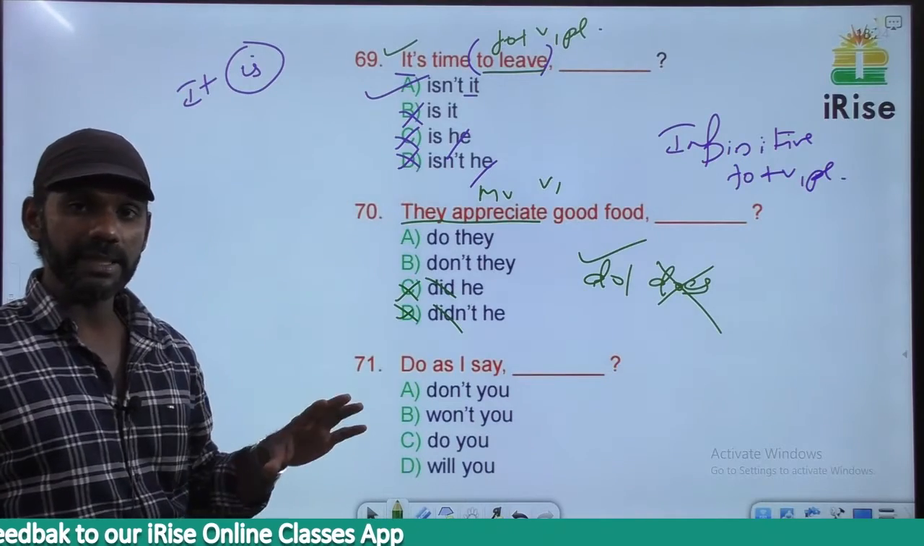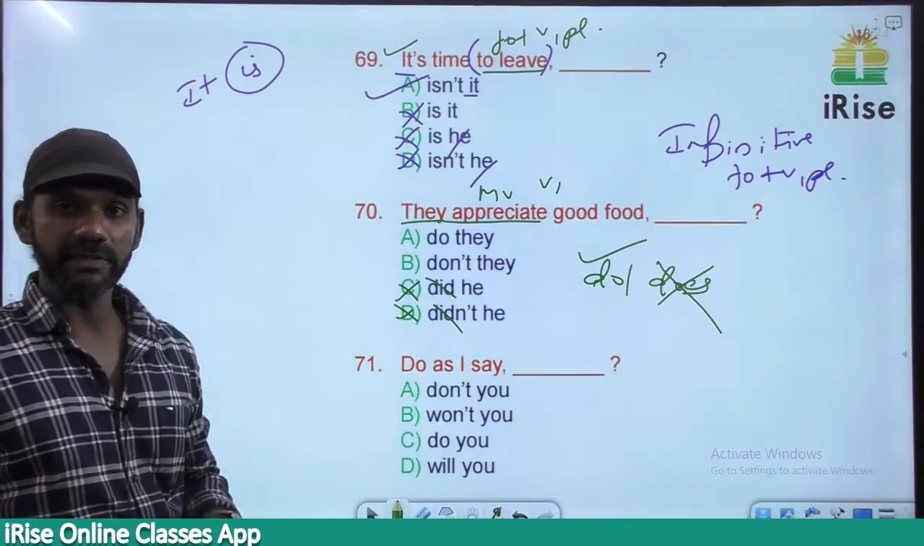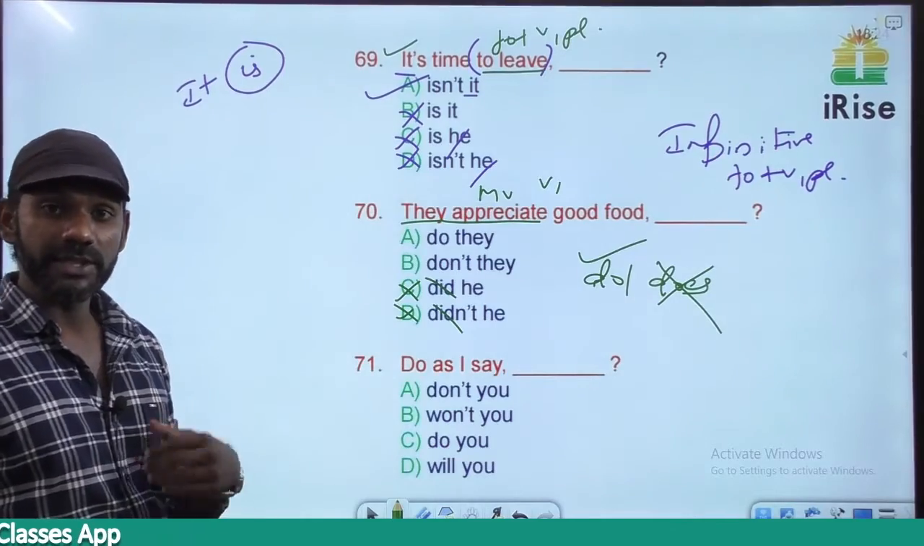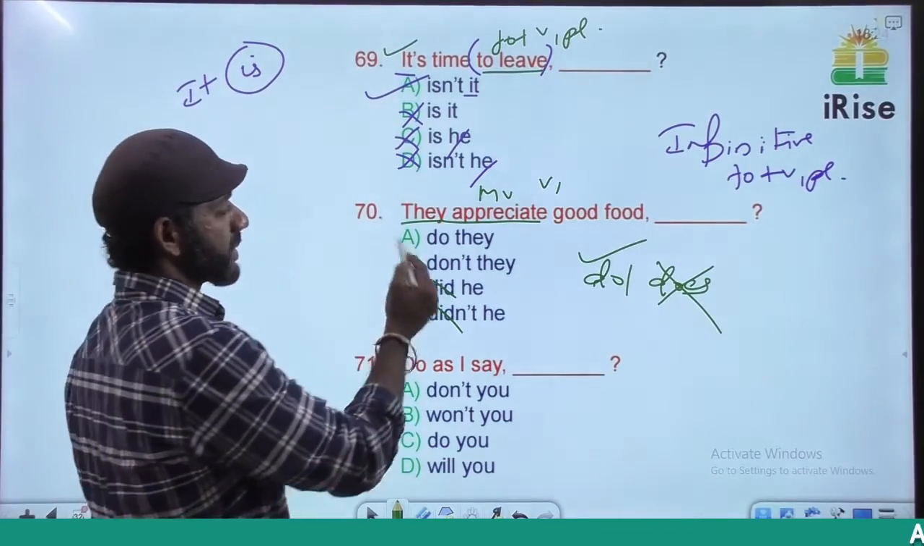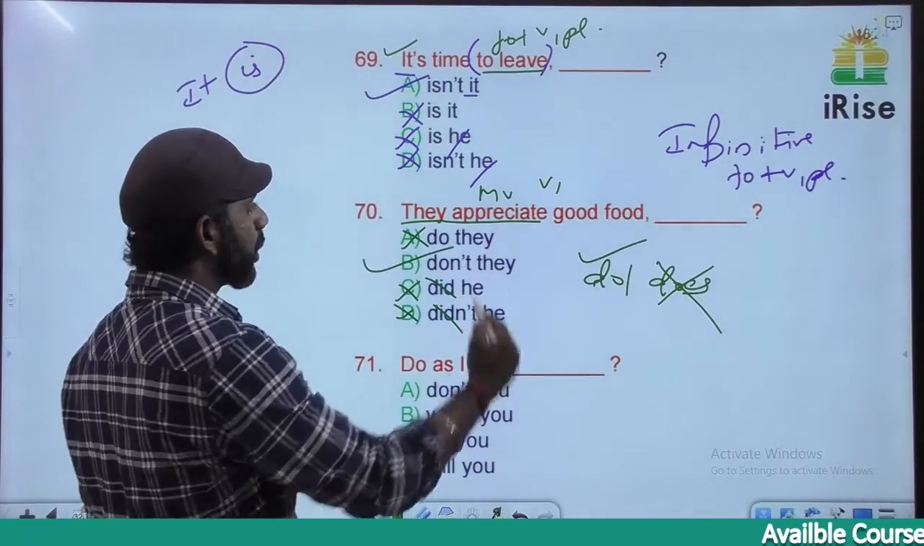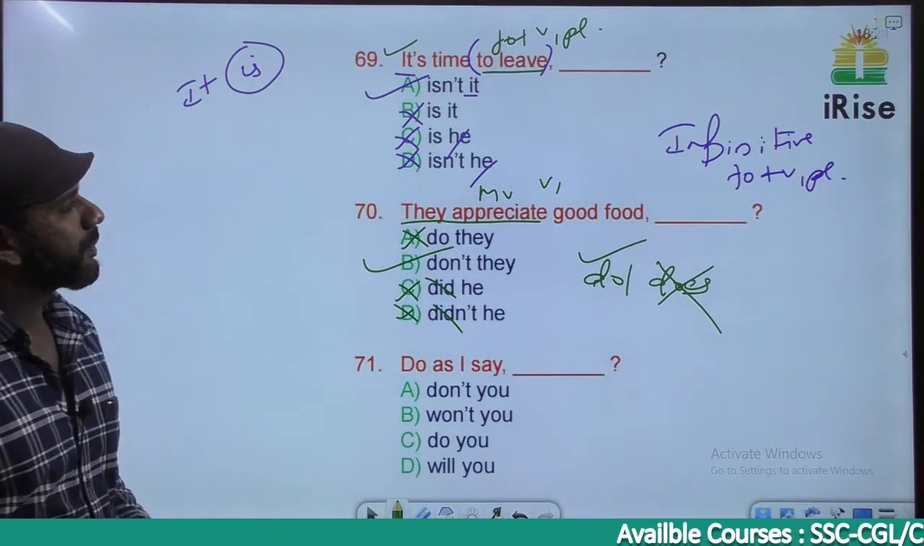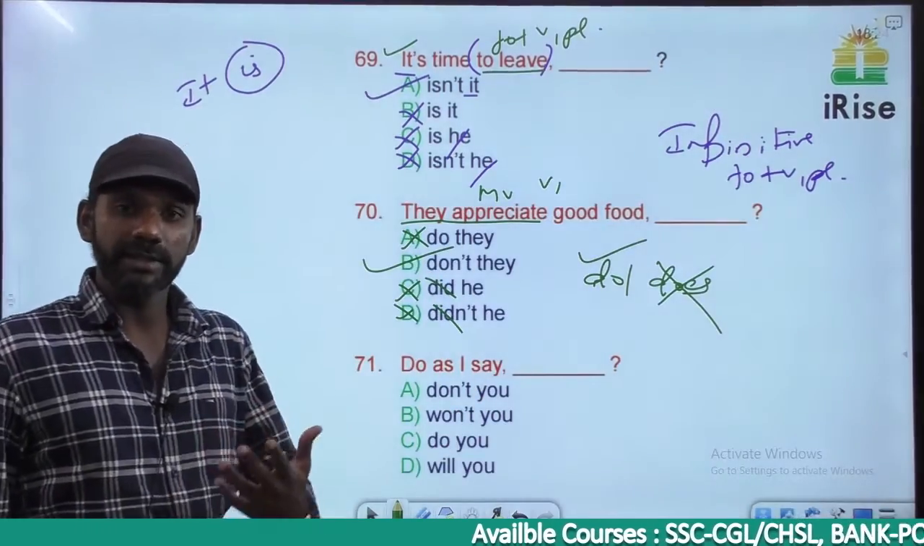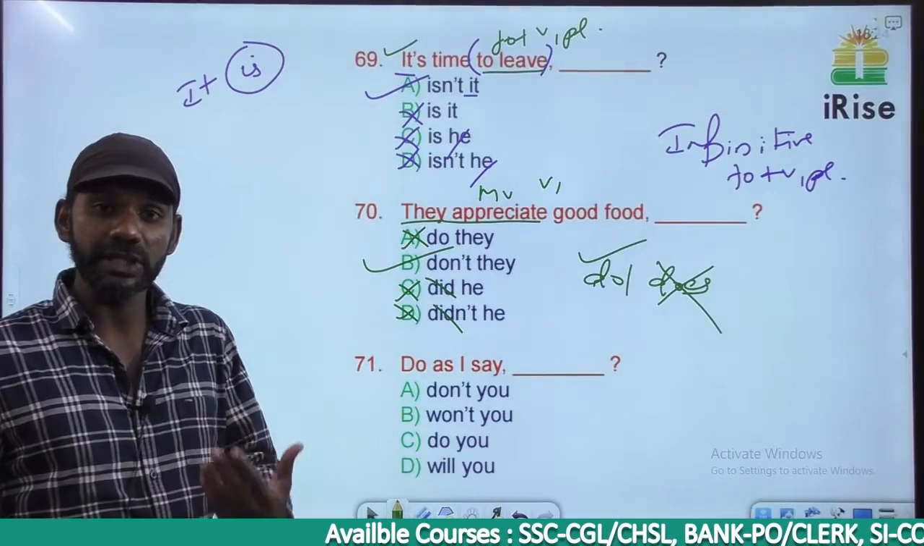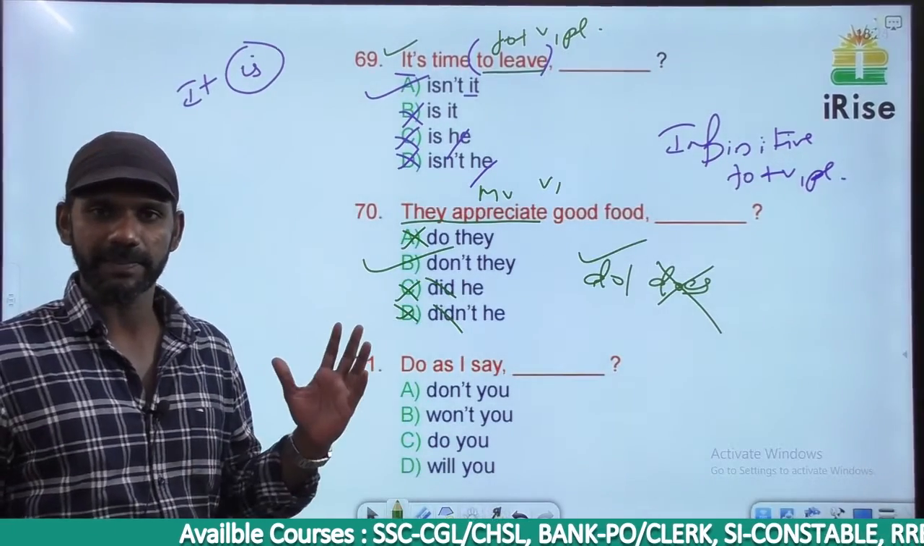They appreciate good food. No negative term in the sentence. In the tag, there must be a negative term. Do not, short form is don't. The subject is they, so the answer must be don't. They appreciate good food, don't they? That means don't they appreciate good food? That's the meaning.